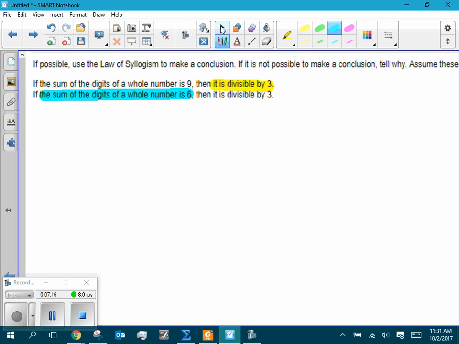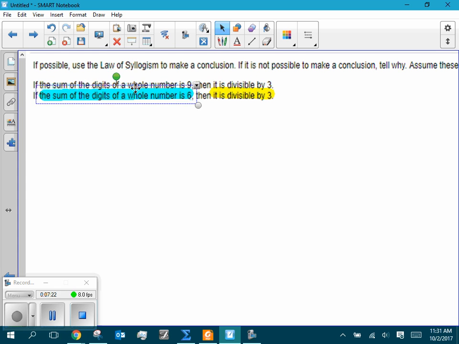So the next goal is to say, can I take this conclusion and that hypothesis and see if they match up? Do they match up? Careful. They have to say the same thing. For the law of syllogism, they have to say the same thing. So is a sum of 9 the exact same thing as divisible by 3? No. If they're going to be the same, one says their sum is 9, and the other says their sum is 9. Or one is divisible by 3, the other one is divisible by 3. They're going to say the exact same thing. So let me give you an example.